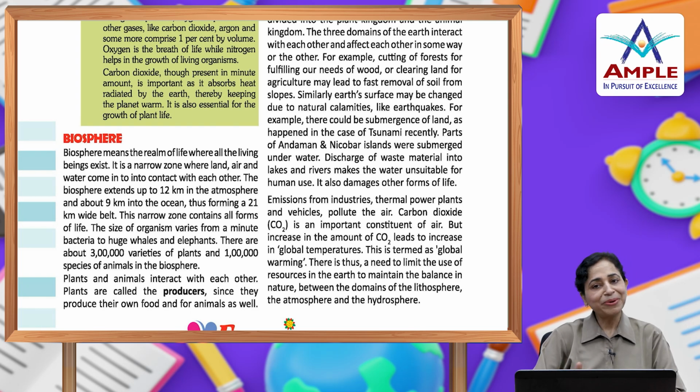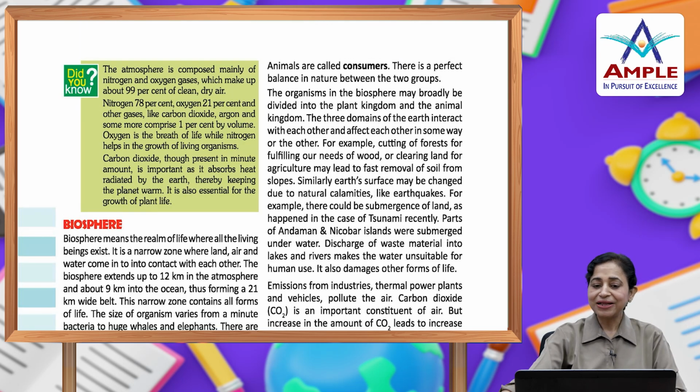Plants are called the producers, since they produce their own food, and for animals as well. Animals are called consumers क्योंकि वो produce कर रहे हैं plants और वो consume कर रहे हैं. There is a perfect balance in nature between the two groups. The organisms in the biosphere may broadly be divided into the plant kingdom and the animal kingdom.